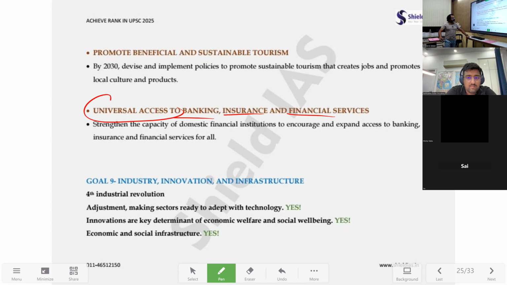Now, so we have covered goal 8. Now let's talk about goal 9, industry, innovation, and infrastructure. So we have already entered the fourth industrial revolution. So fourth industrial revolution, what is the meaning of this?